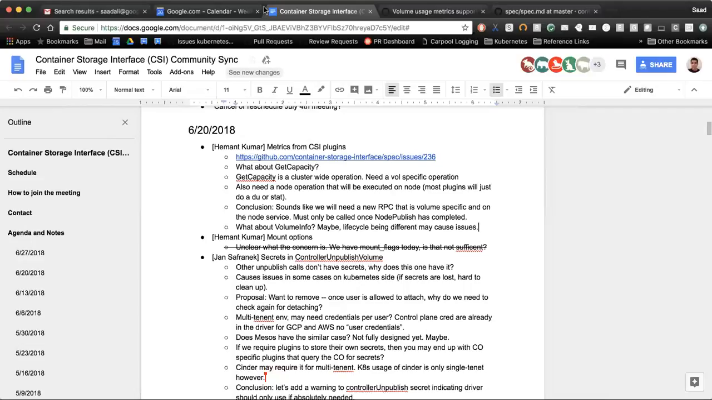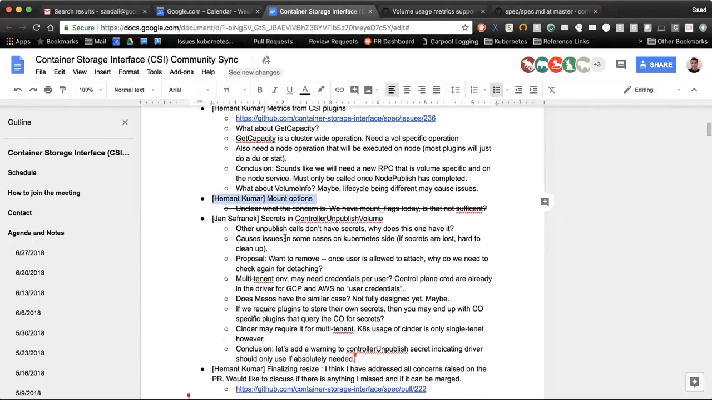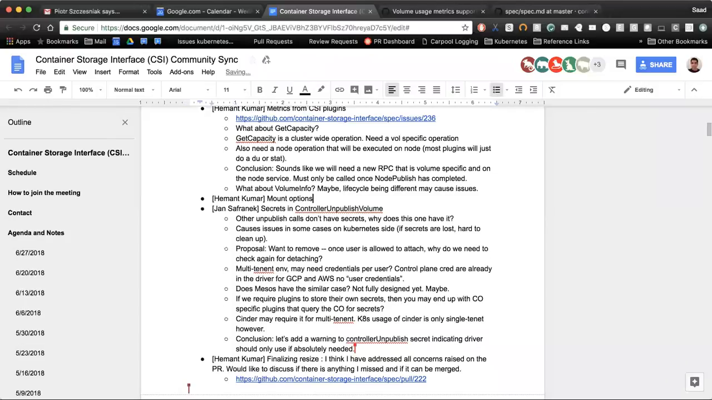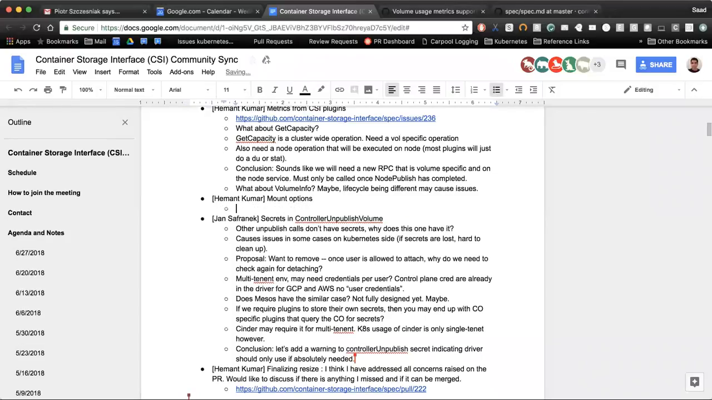Okay, let's move on. So the second question was about mount options. I think we were unclear what the problem was. So I think there's a mount flags field today. Hemant, do you want to? I think I completely missed that flag. I apologize. I think we can just cross the item out of it. Okay.